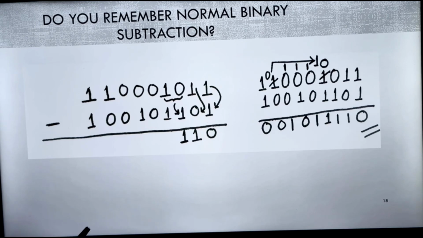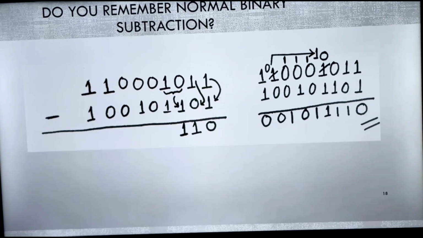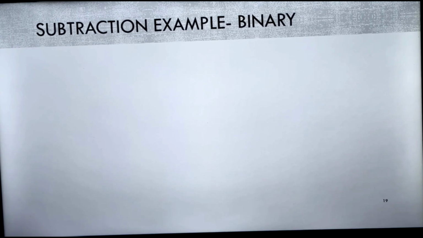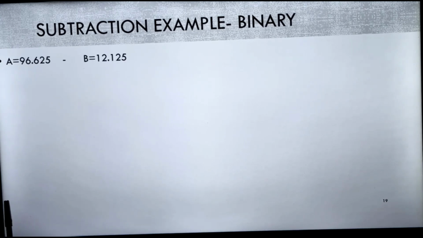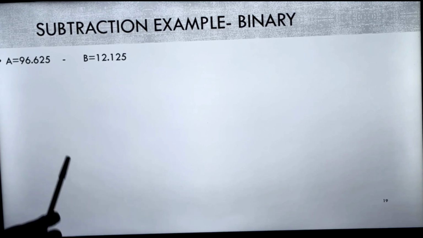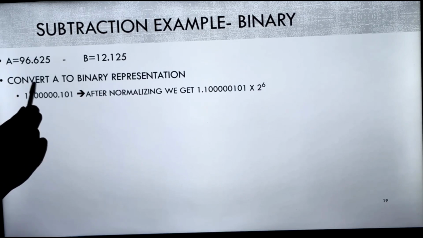I hope you can recall it now. So if you understood that, we are ready to go for the subtraction operation in IEEE standard formatting. We'll go with the same example. What is the example? 96.625 minus 12.125. How to do it and how to represent it in IEEE standard formatting. So first you convert A to binary.